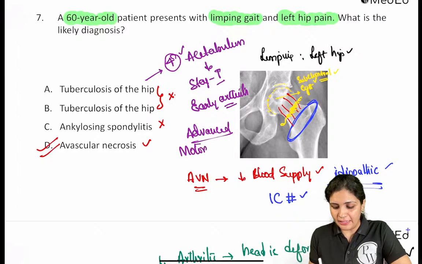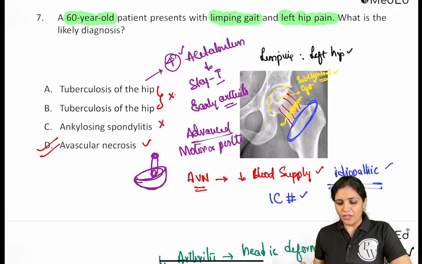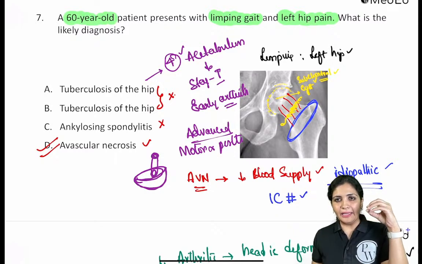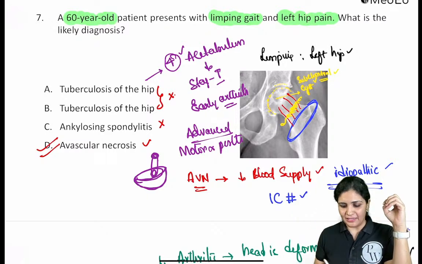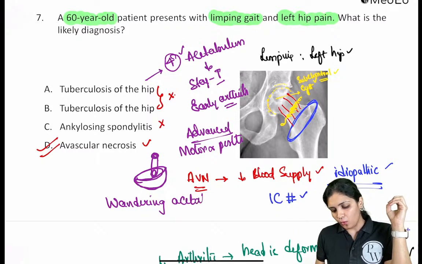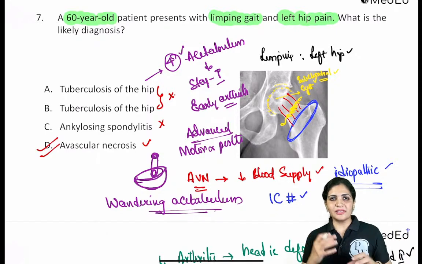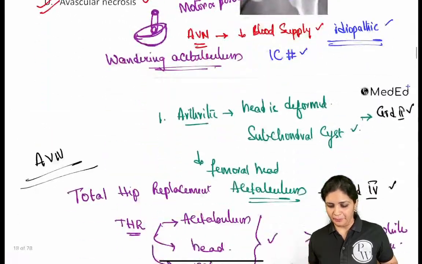And in case of late arthritis and advanced arthritis, what you see is a peculiar pattern of mortar and pestle, right? Mortar and pestle type of appearance. So the head becomes like this, something like this. The head becomes so small and stalk-like, and it keeps wandering inside the acetabulum. This is called mortar and pestle or the wandering acetabulum, right? So this is about avascular necrosis and tuberculosis of the hip.